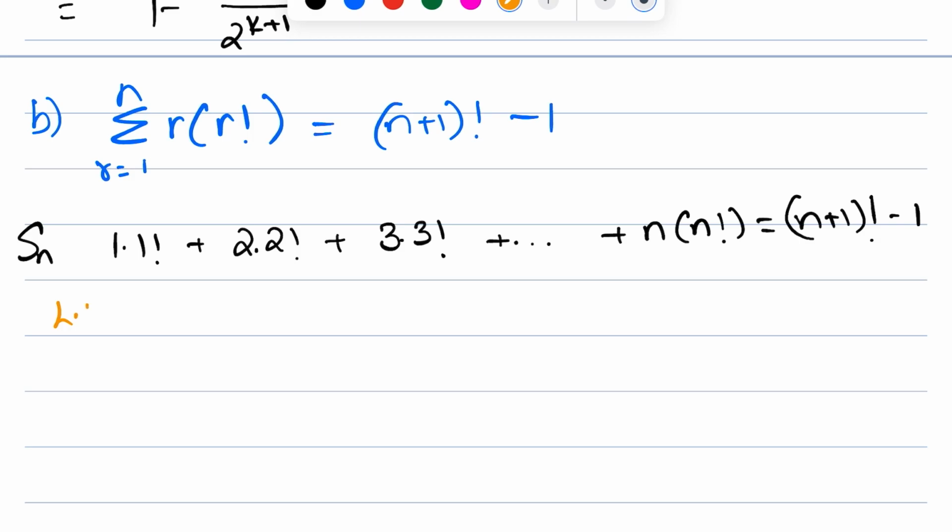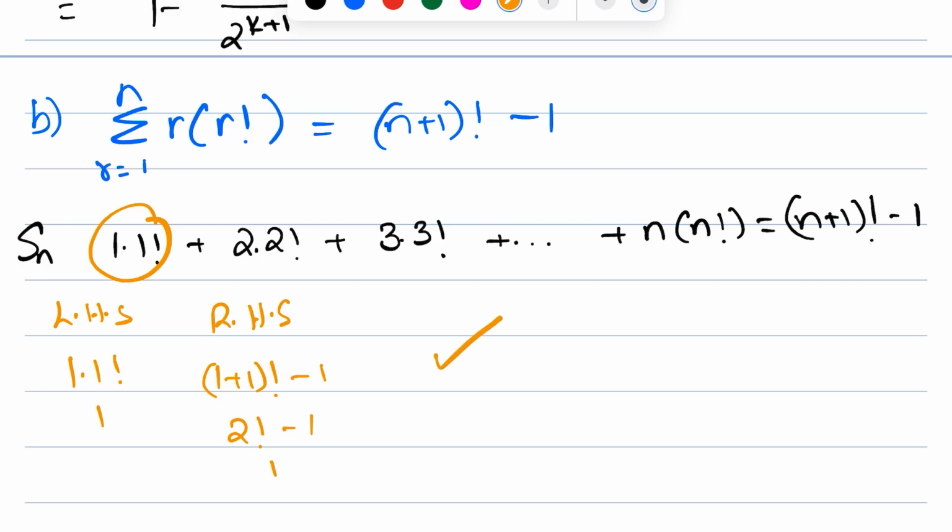Now the left hand side is 1 times 1 factorial, which is 1. Right hand side: (1 plus 1) factorial minus 1, which is 2 factorial minus 1, which is 1. Therefore the statement is true for n equals 1. Now the assumption: 1 times 1 factorial, 2 times 2 factorial, and so on, plus k times k factorial equals (k plus 1) factorial minus 1.